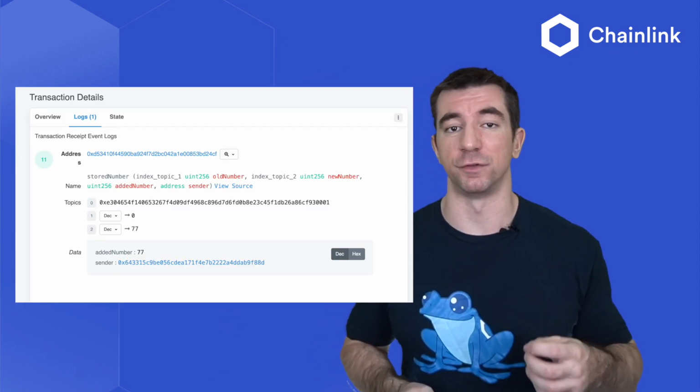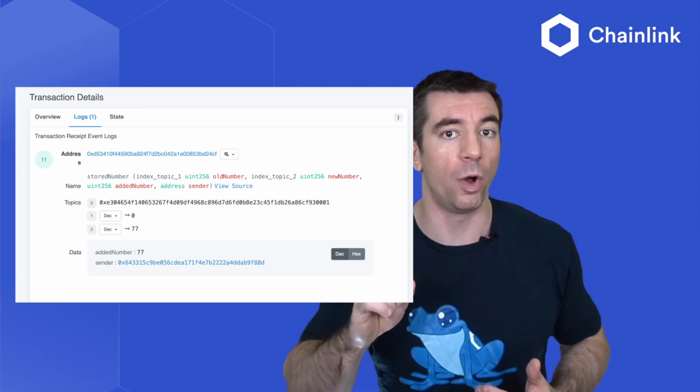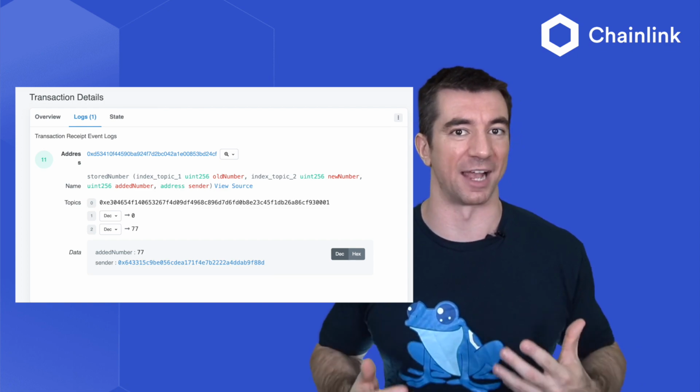Now, in this smart contract, whenever anybody calls the store function, we're going to emit this event. Here's an example of a transaction where we called the store function with a value of 1. Let's look into the logs to see what this event actually is going to look like.